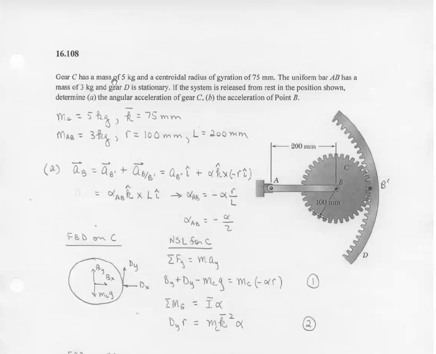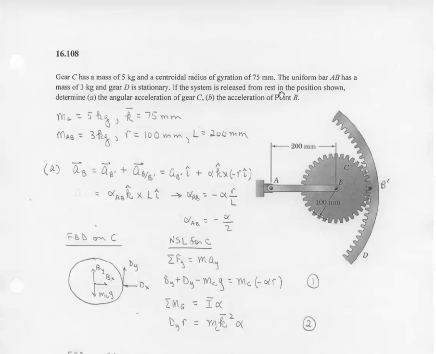Problem 16.108 has a gear C that has a mass of 5 kilograms. Center point B is part of the link AB, and it has a centroidal radius of gyration of 75 millimeters. The uniform rod AB has a mass of 3 kilograms, and gear D is stationary. This is D out here.